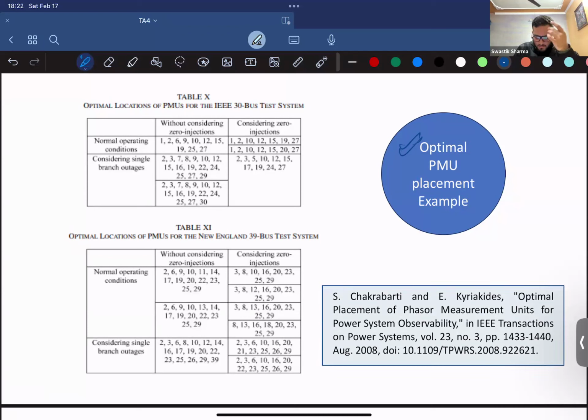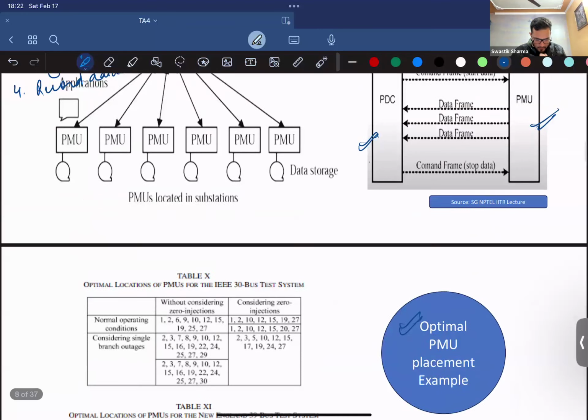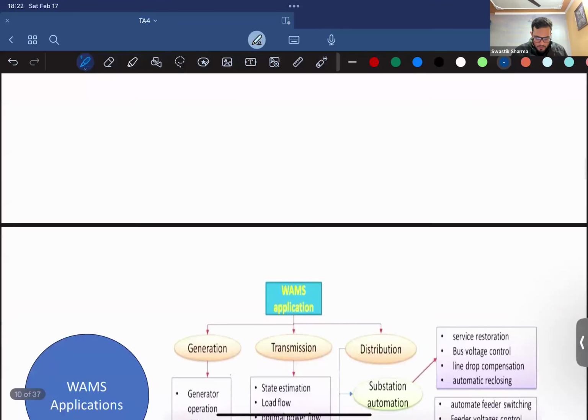It's Saikat Chakrabarti sir's reference. He's a professor at IIT Kanpur, and it tells you how the optimal location of PMUs could be done for the IEEE 30 bus system as well as the New England 39 bus test system.